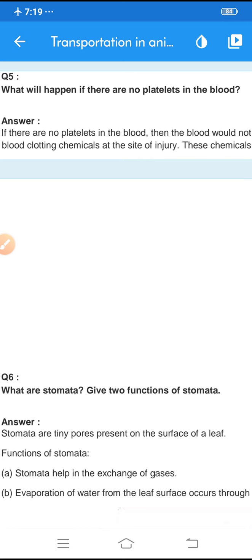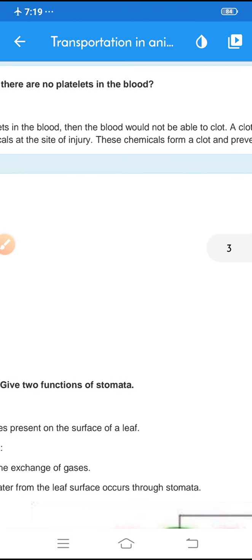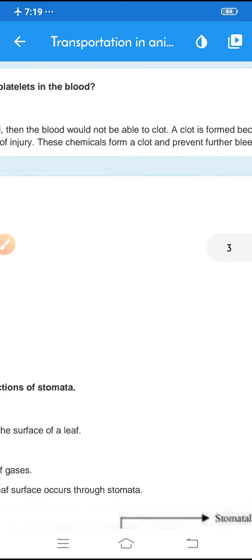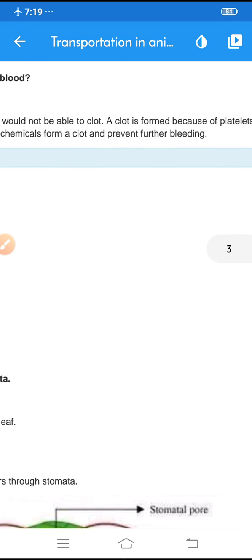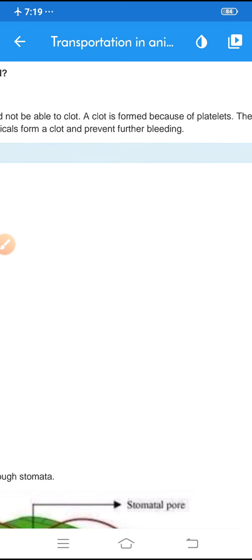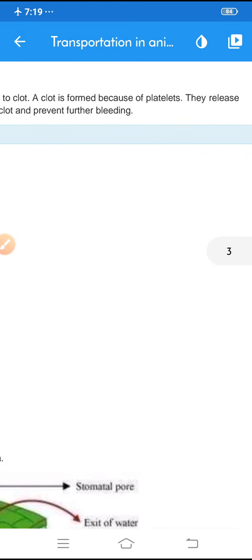Let us see the answer here. What happens if there are no platelets in the blood? If there are no platelets in the blood, then the blood would not be able to clot. No clotting process of blood takes place. As a result, continuous bleeding of blood takes place. A clot is formed because of platelets. Only if there are platelets will the blood be clotted.